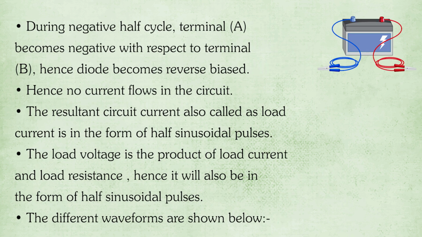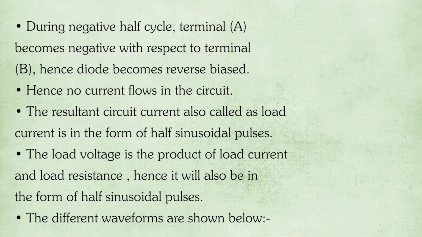During the negative half cycle, terminal A becomes negative with respect to terminal B, hence the diode becomes reverse biased, hence no current flows in the circuit. The resultant circuit current, also called the load current, is in the form of half sinusoidal pulses. That means we will get half sinusoidal pulses for the positive half, and when the supply is negative, we will not get any output.